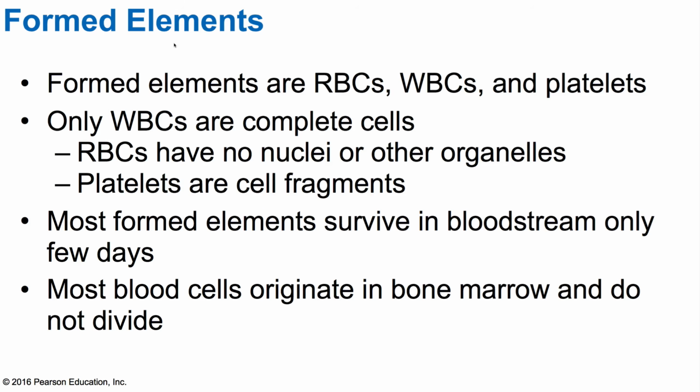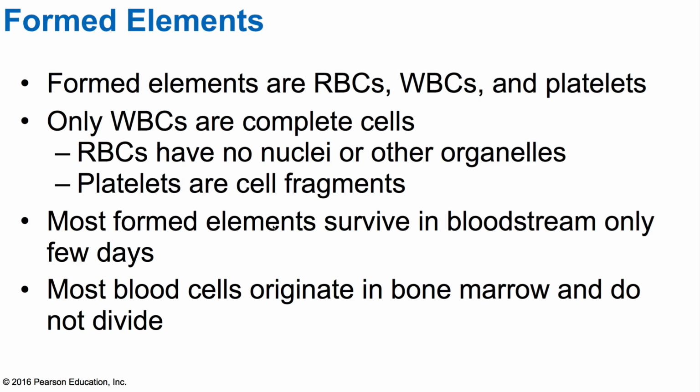Moving on to the formed elements, we find red blood cells, white blood cells, and platelets. And it's only the white blood cells that are considered to be complete cells because they have a nucleus and they have functional organelles. Red blood cells, they don't have a nucleus or organelles. And platelets, they're just fragments of a cell.